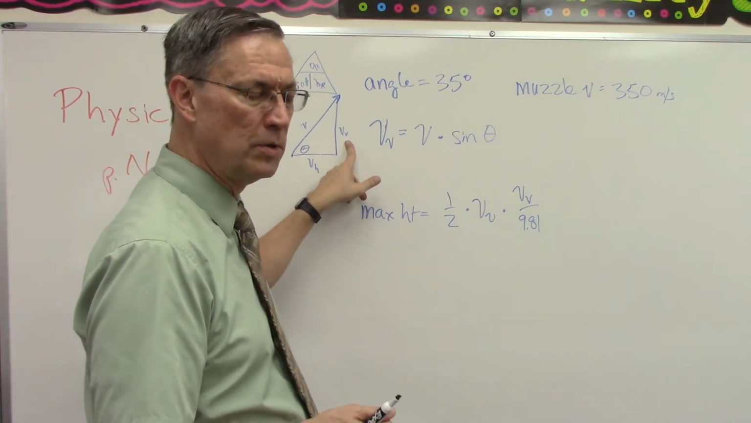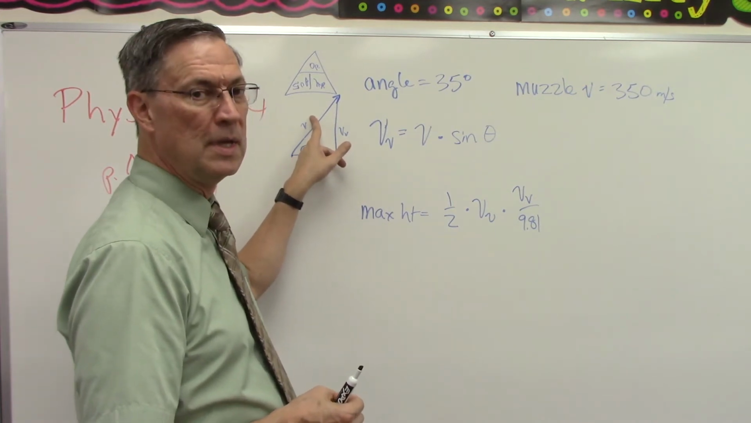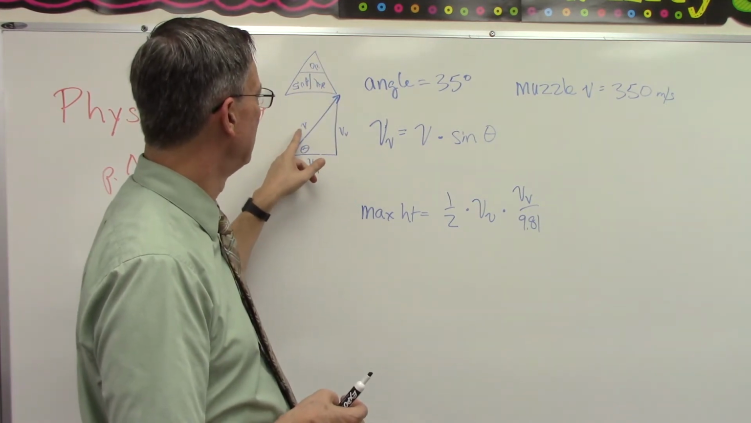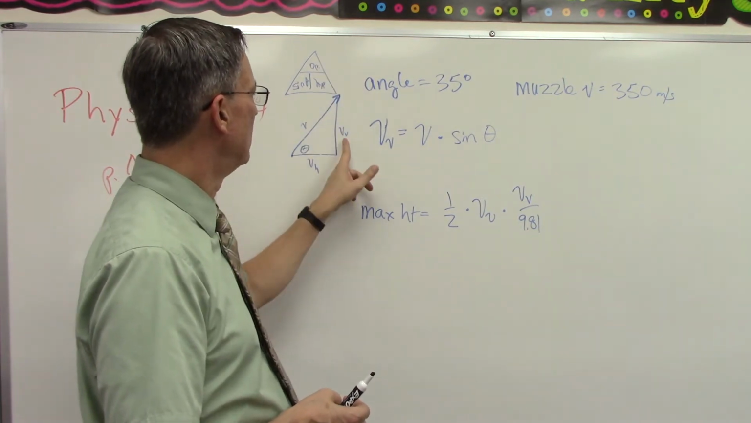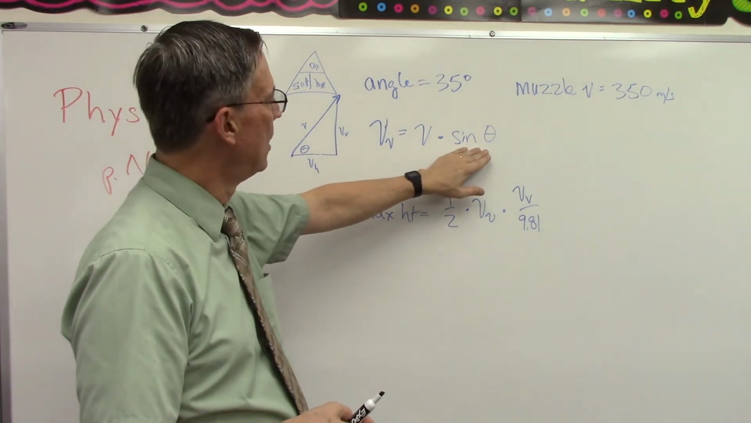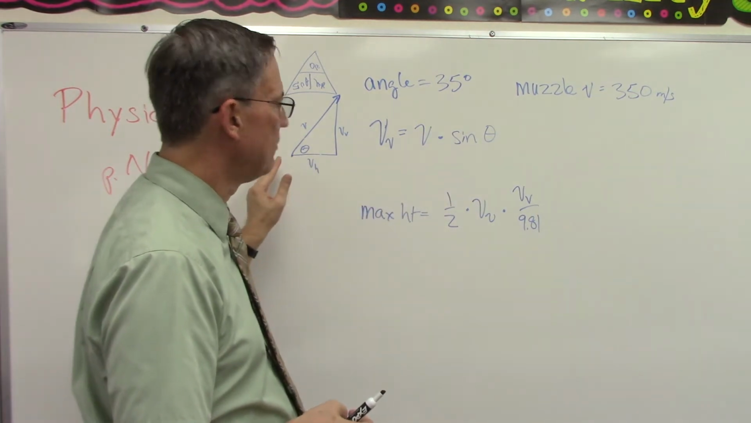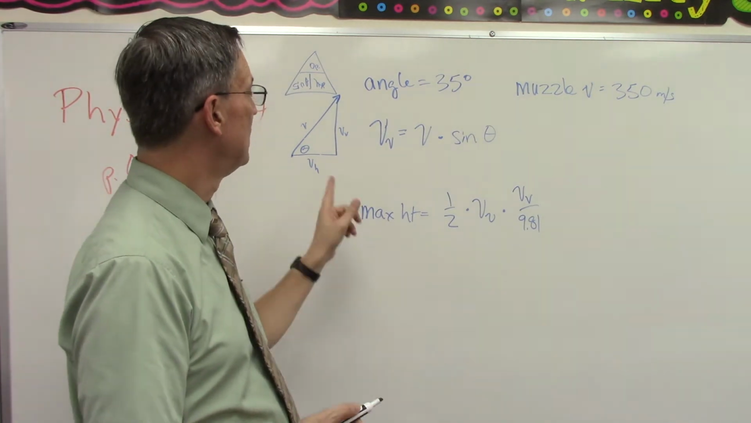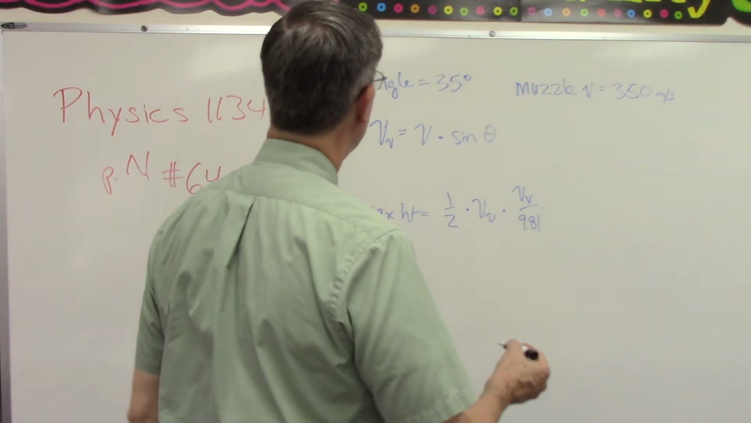So if you remember your sine, cosine, and tangent, opposite over hypotenuse is how we find sine. So opposite over hypotenuse, in this case the hypotenuse is the velocity. And the opposite is what we're solving for, this vertical vector. So we're going to take the sine of the angle, 35 degrees, sine of 35, times the vector itself, which was given, 350, and that should give us the vertical component. We expect it's going to be something less than 350, okay? So let's figure this out.